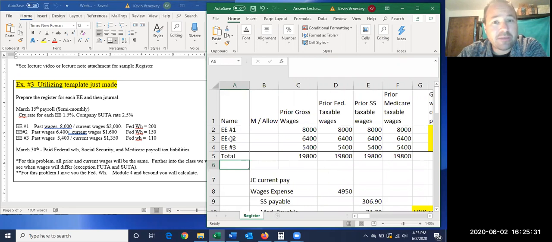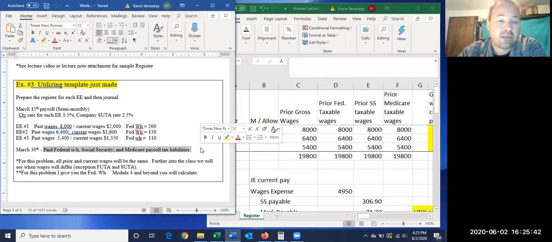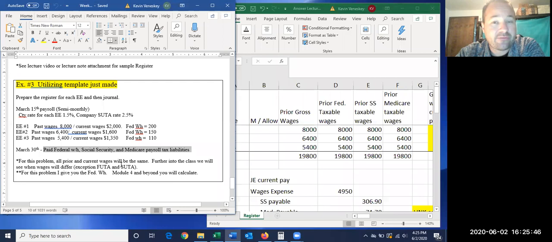The one thing that this problem is going to do that we didn't do in the template is go ahead and make that payment a couple weeks later when it's time to pay our bill to the IRS. We're going to actually go ahead and do that using our T account balances that we have accumulated from our current payroll.